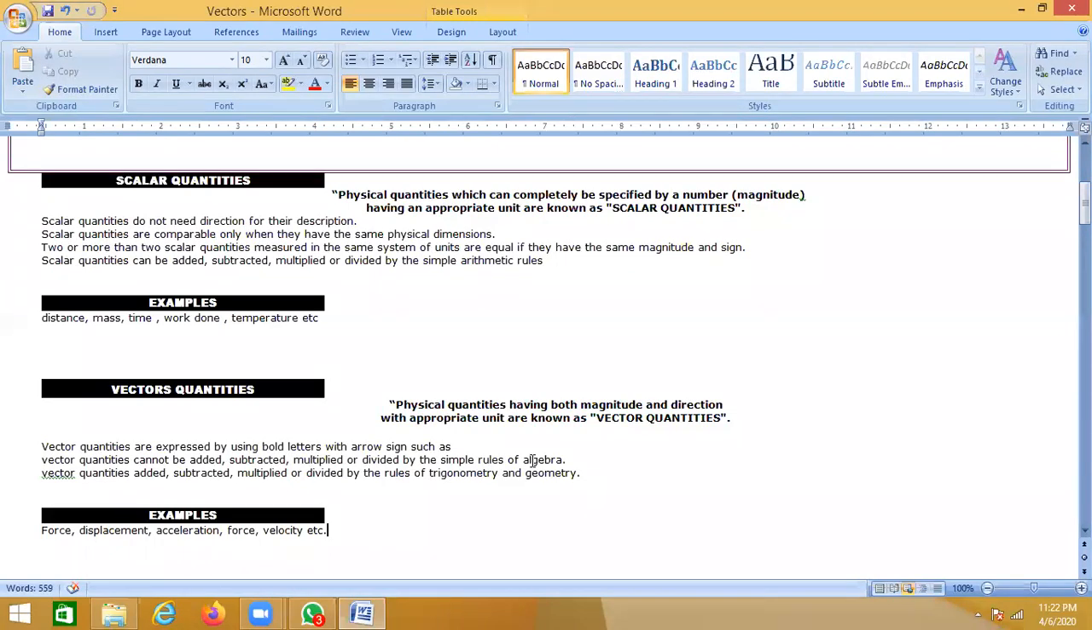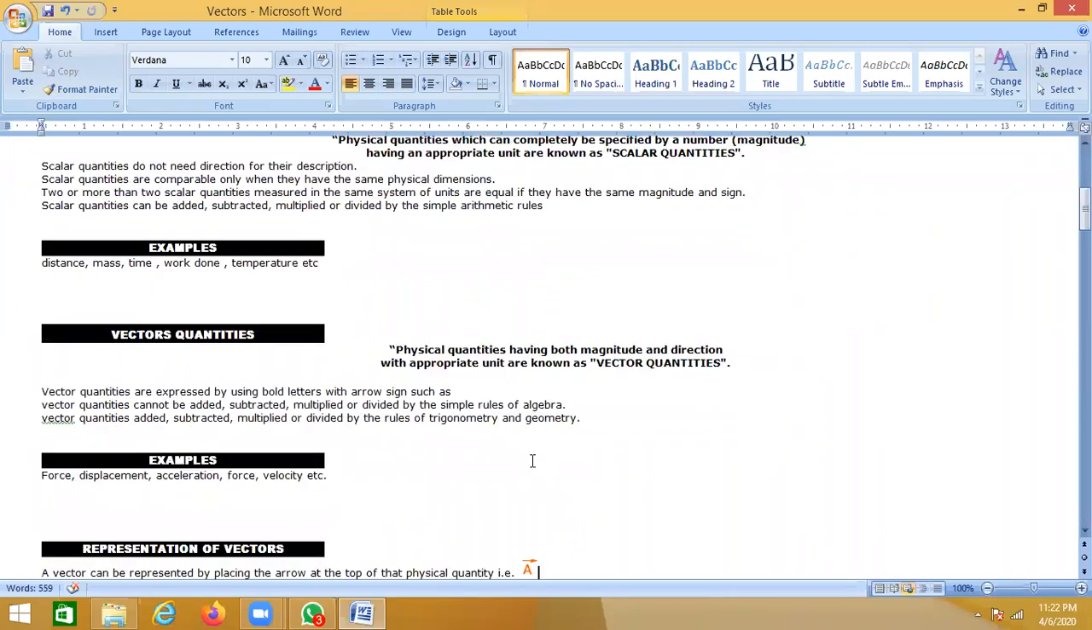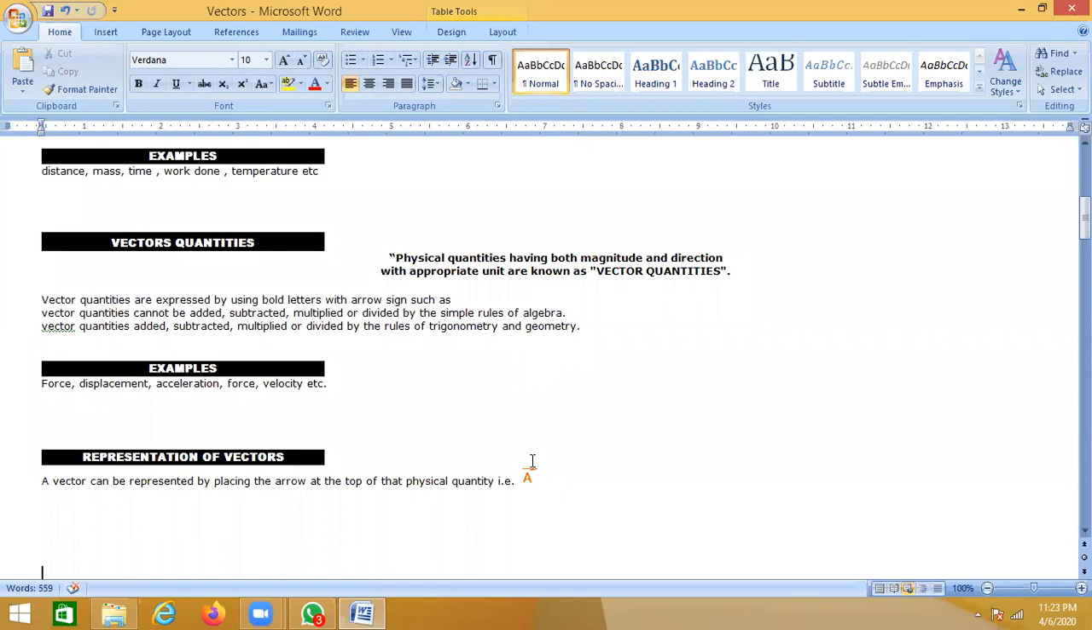Now when we talk about vectors, unlike scalar quantities, vectors cannot be added, subtracted, or multiplied by the simple rules of algebra. They follow the rules of trigonometry and geometry. And yes, sign convention is also important, because if you have seen, when we were doing the numerical problems of chapter number 3, when we were taking gravity, we were also considering the direction as well.